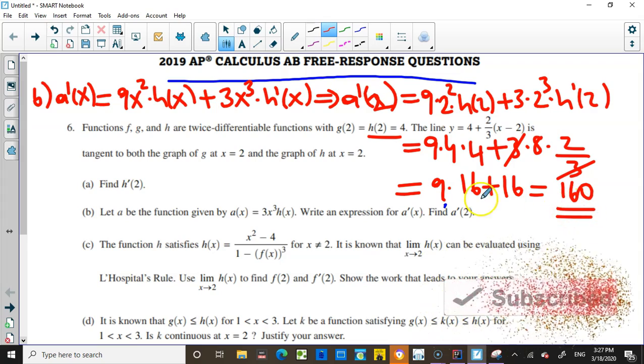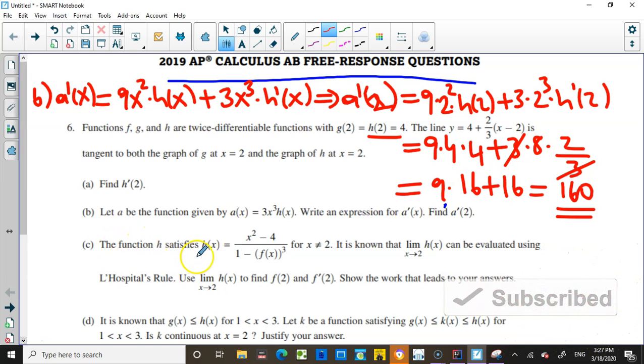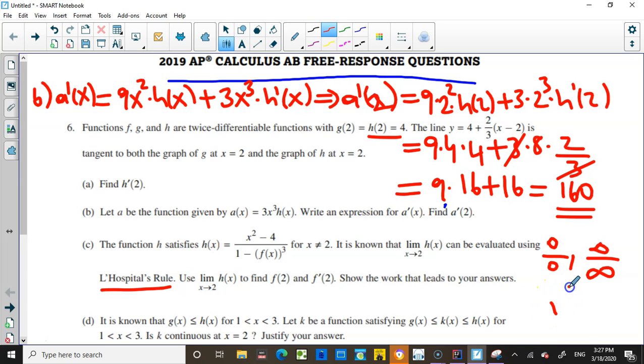Alright, let's move on to part C. In part C, we're given that the function h satisfies this expression, and it is known that the limit as x approaches 2 of h of x can be evaluated using L'Hopital's rule. In order for us to apply L'Hopital's rule, when we do the direct substitution, we need to end up with an indeterminate form. It could be either 0 divided by 0, or infinity divided by infinity, or 1 to the power of infinity, or 0 to the power of infinity.